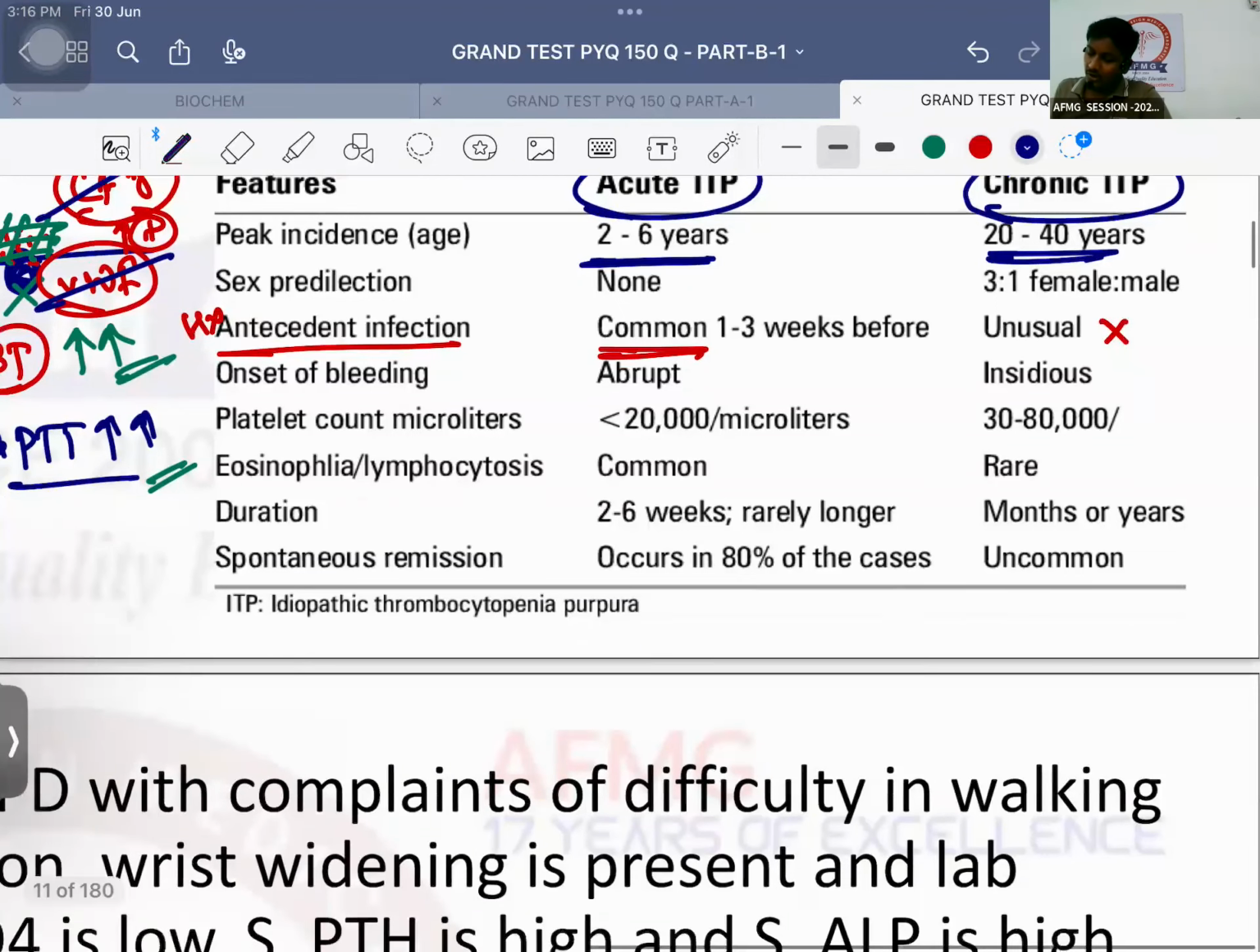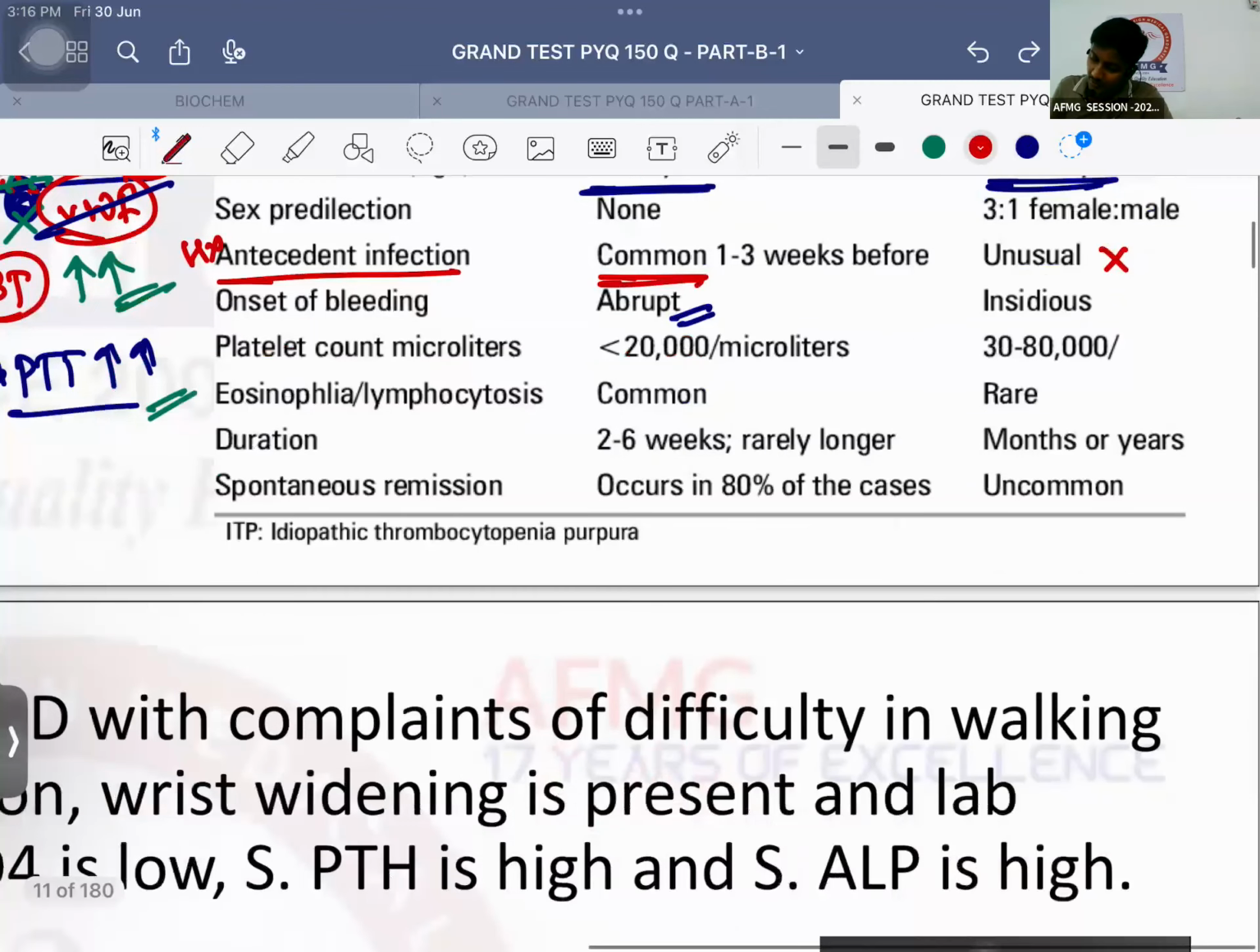Please remember. Onset of bleeding. In which does bleeding start suddenly? Acute ITP. It will be very gradual. It will take a longer time in chronic ITP. The name itself tells you, it is chronic. Okay, please remember. Next important condition that you need to remember over here.